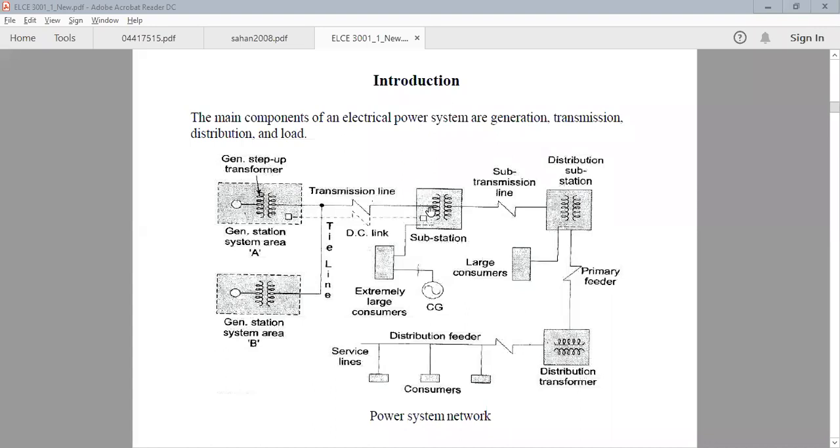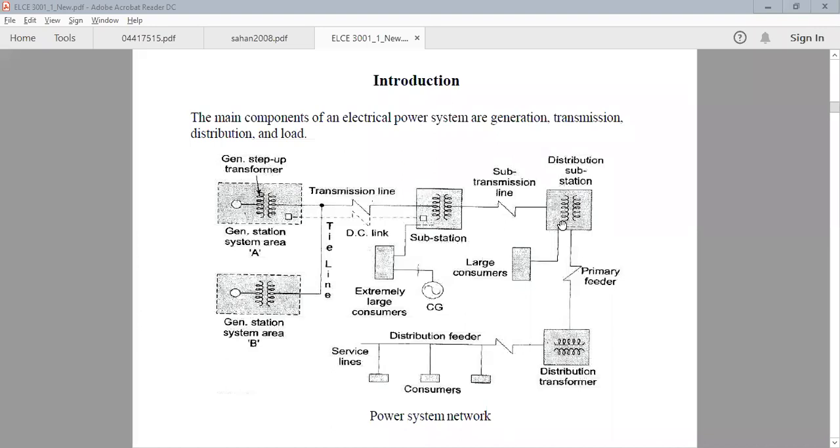The main reason that we are transmitting in high voltage is to minimize the losses, especially current losses. Raise your hand and do not interrupt, please.